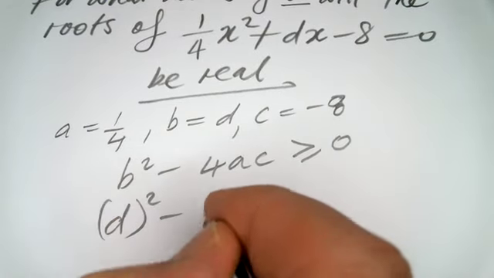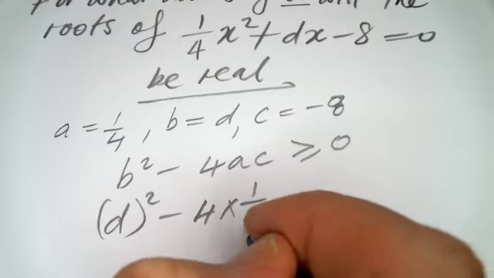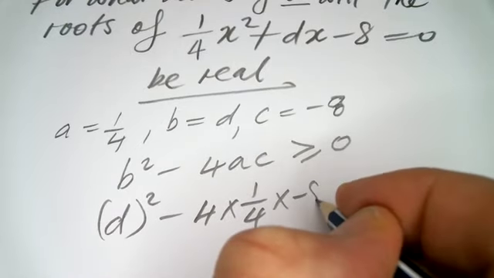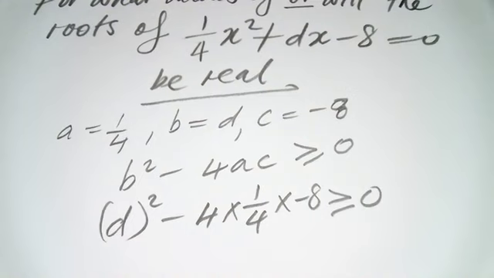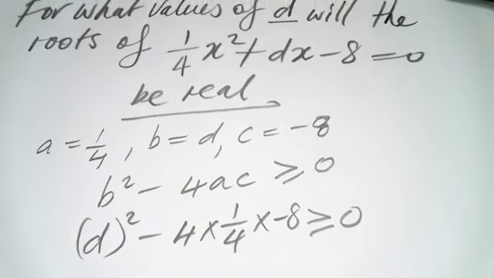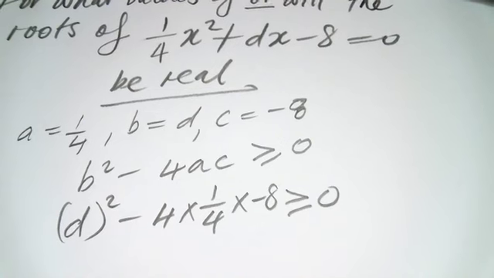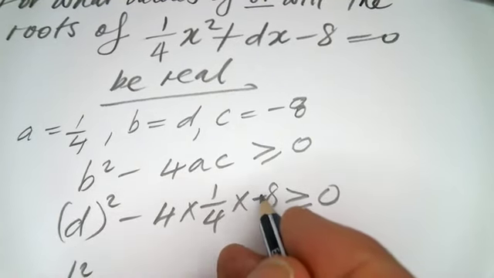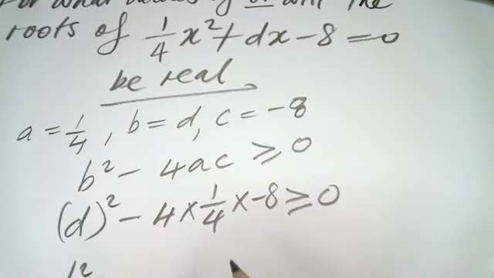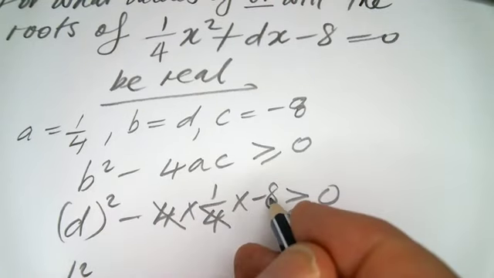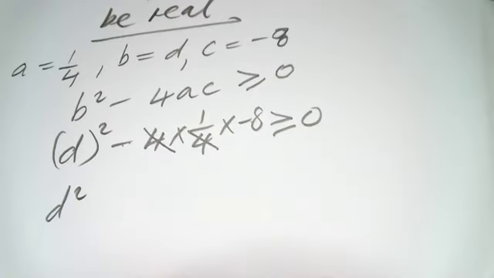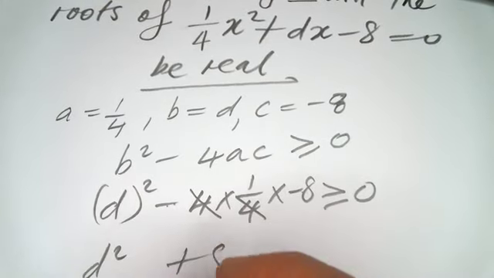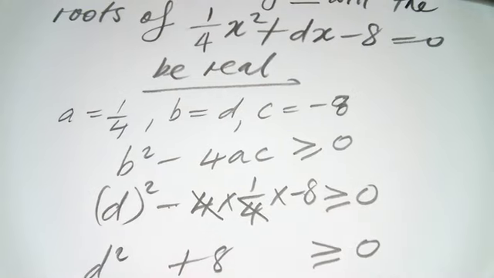So d squared minus 4 times a, which is 1/4, times c, which is -8, is greater or equal to 0. I should have these under each other, but I didn't quite manage that. Okay, so let's finish this up. So I've got d squared, and I've got a negative and a negative, which is a positive, and I've got 4 and 1/4, which divide into each other. So that leaves me with 1, and I've now got a negative and a negative, which gives me a +8. So I've got d squared plus 8 is greater or equal to 0.